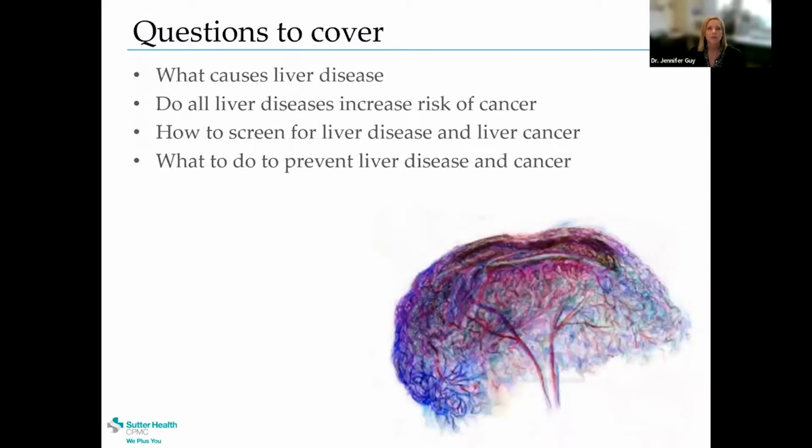So the questions we'll cover today include: what causes liver disease? Do all liver diseases increase the risk of cancer? How do we screen for liver disease and liver cancer? And what do we do to prevent liver cancer and screen for liver cancer?